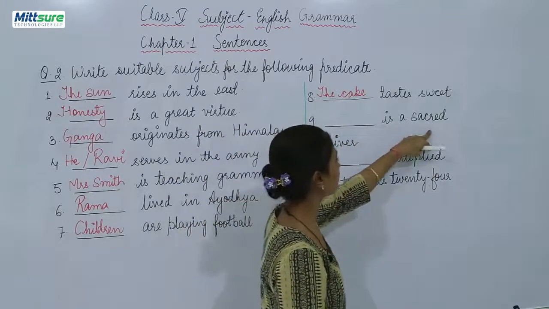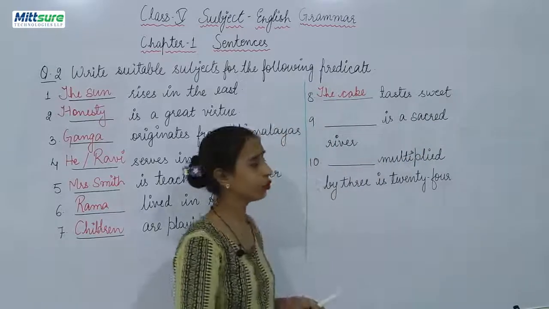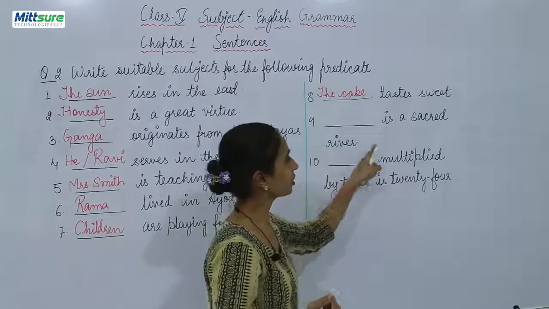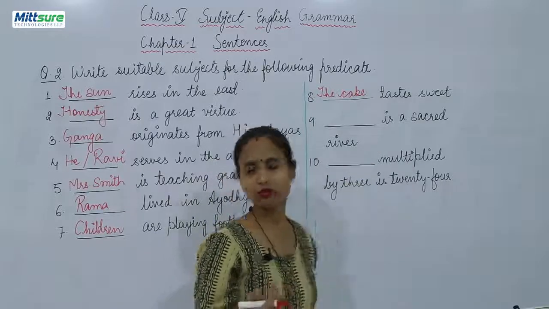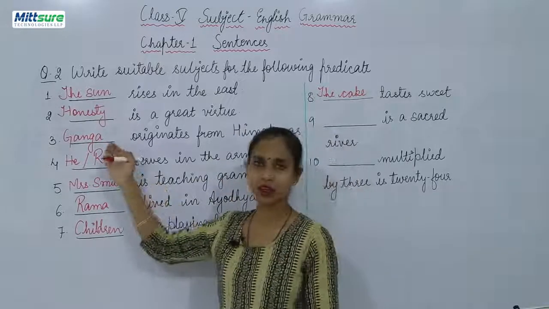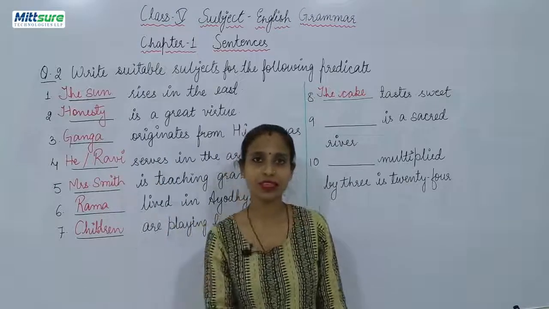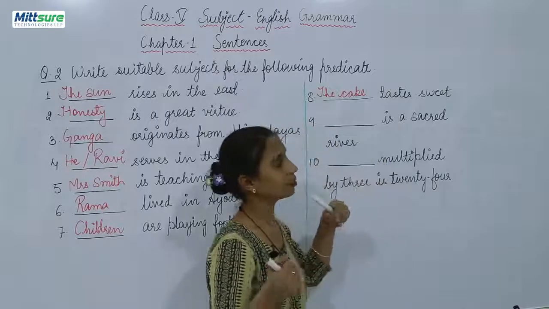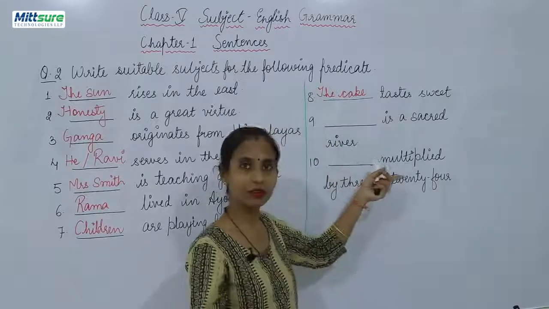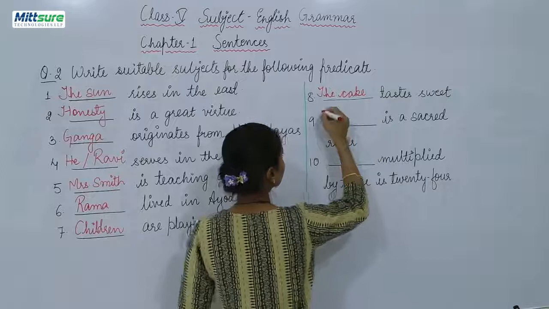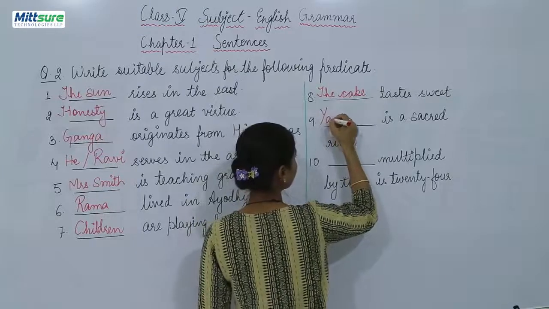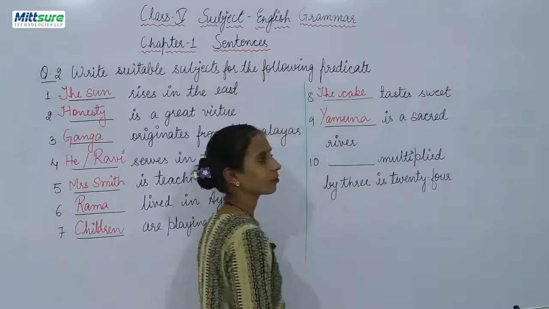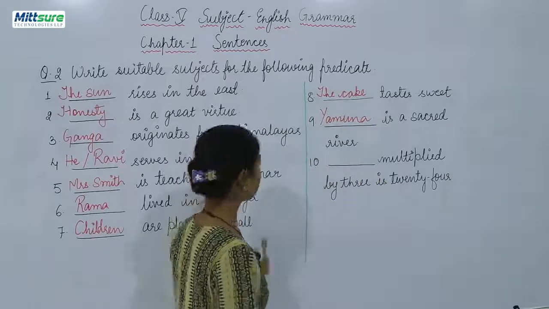Then ninth, dash is a sacred river. Now what do you mean by sacred? Sacred means holy. Dash is a holy river. So here we have already written Ganga, so we have to think about something else. So river name, right? Yamuna. Yamuna is a sacred river, right? Yamuna is also a holy river of Hindus. I hope things are clear to you.